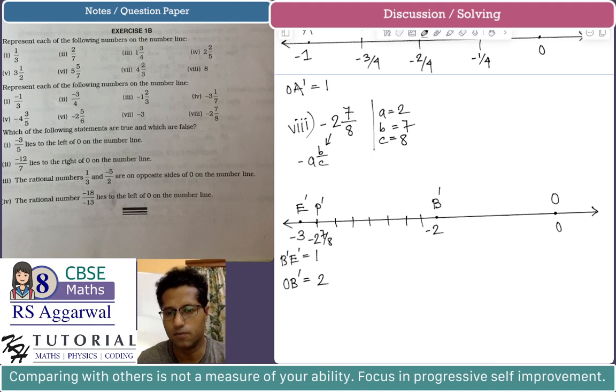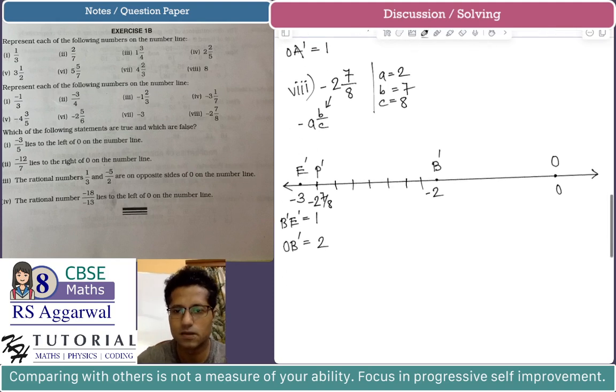Why is the point P dash representing the rational number minus 2 and 7 by 8? Let's try to understand that. B dash E dash is 1. We divided B dash E dash into 8 equal parts. So each part, as you can understand from the drawing, E dash P dash is equal to 1 by 8.